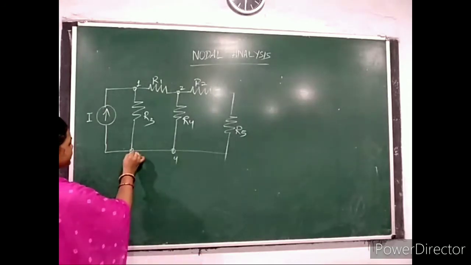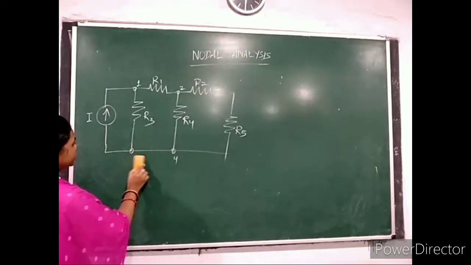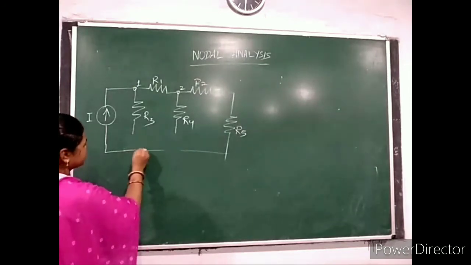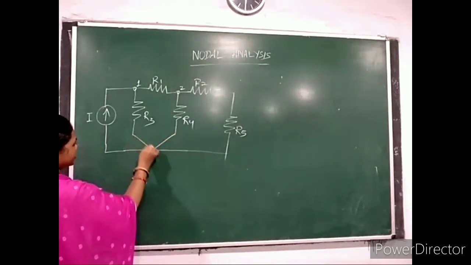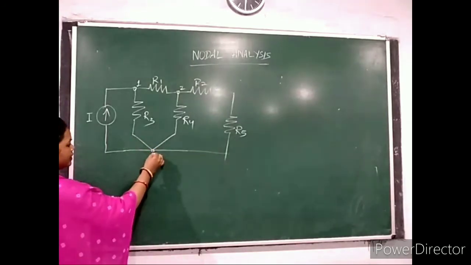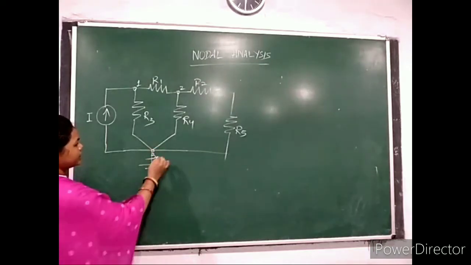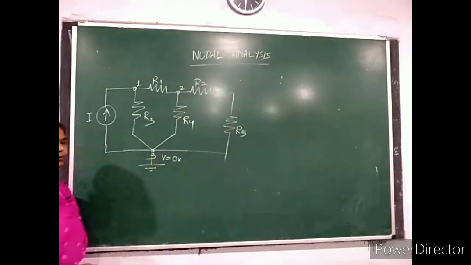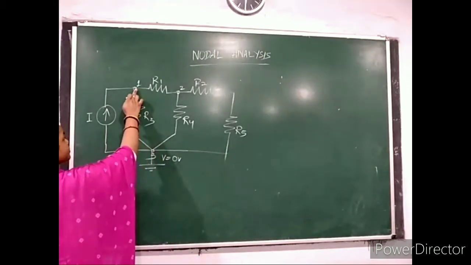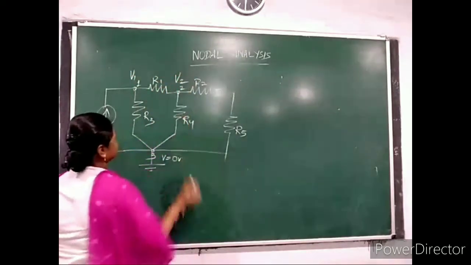Now you see 3 and 4: in between 3 and 4 no elements are there. So I reduce these 3 and 4 as a single node. And assume the third node as a reference one, meaning here the potential is 0. And assign voltages for node 1 and 2. Let here the voltage be V1, here the voltage be V2.